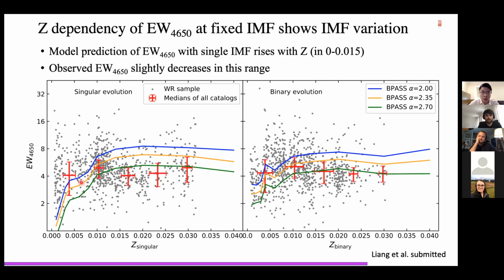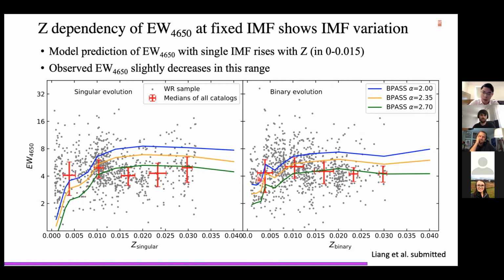So in more detail, you can see the data at low metallicity seems to agree slightly better with this blue line, which is the flatter line. And at the high metallicity, our data seems to agree better with the green line. So this is the steepest line. And this is also true for the binary evolution comparison.